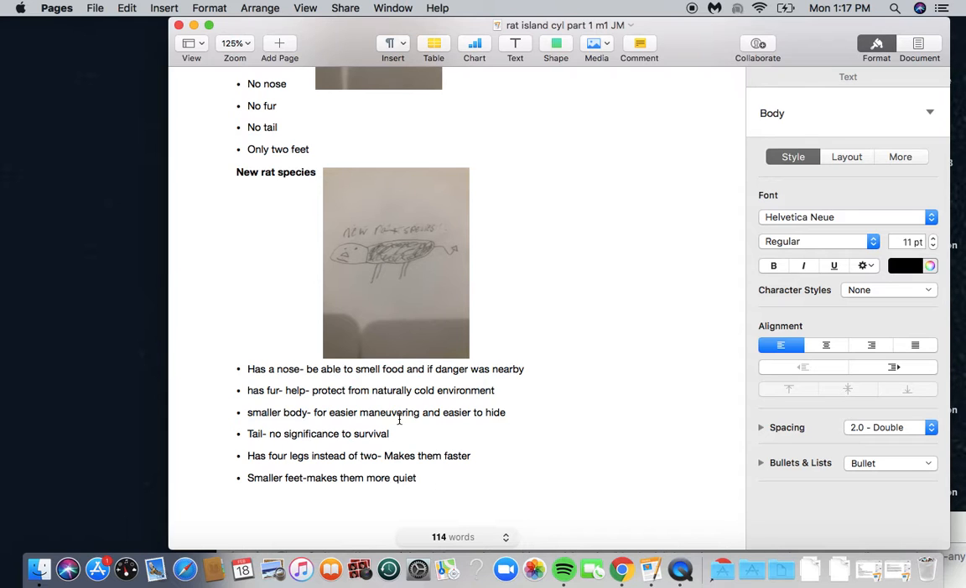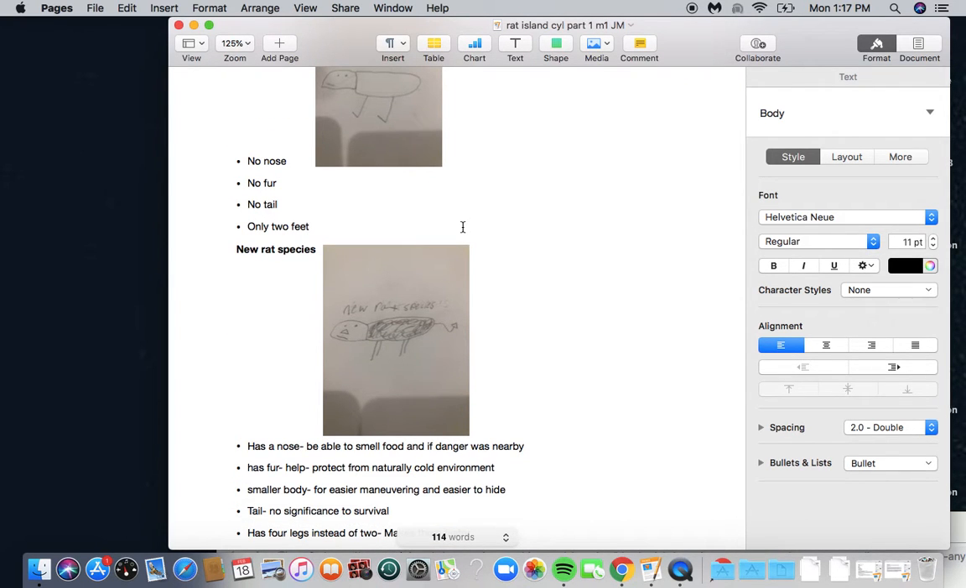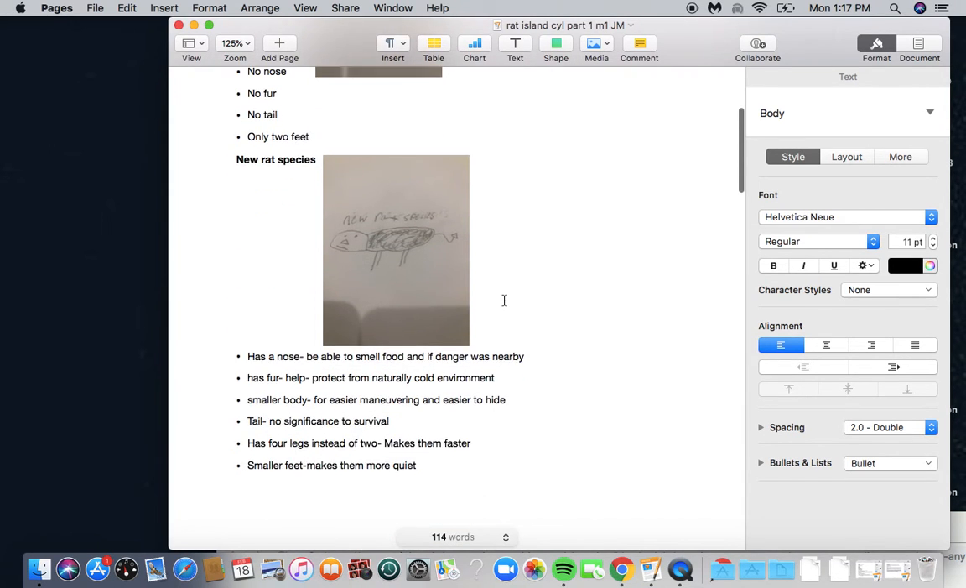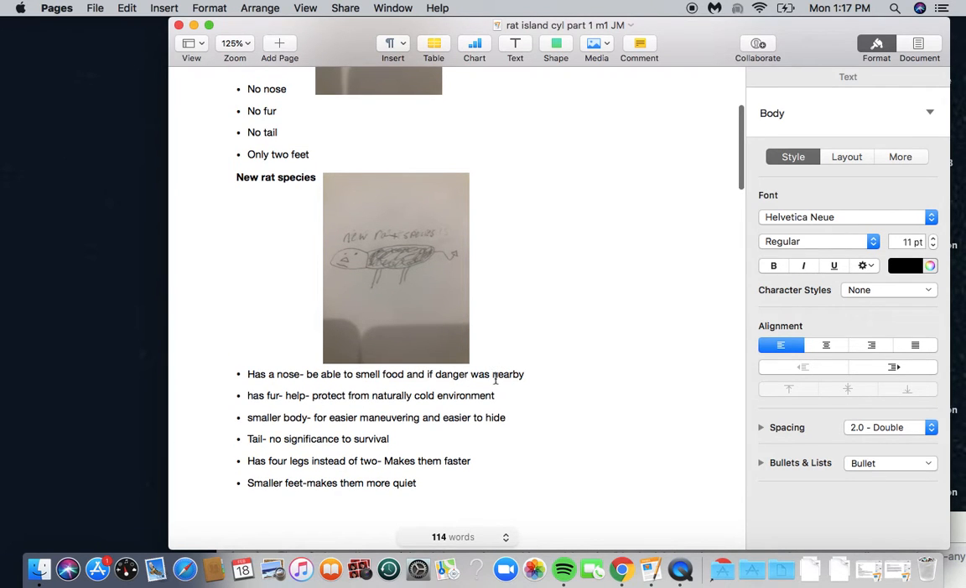The adaptation between these 2 rats has really led to not a full speciation, but has created a new species of rat. One that is more adapted to the environment and can survive against harsher circumstances.